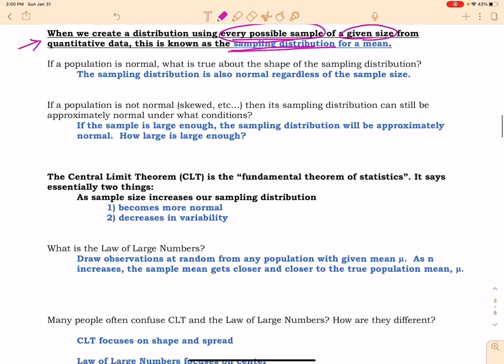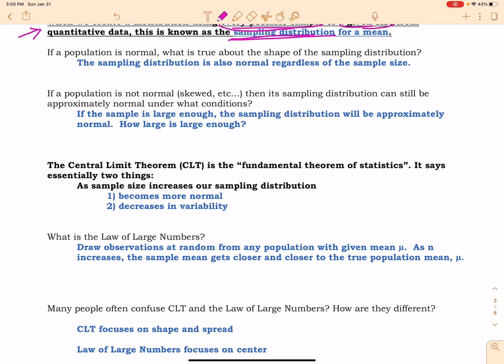So what do we know about a population that is normal? If we have a population that is normal, then regardless of the sample size you take, the sampling distribution is also going to be normal. No matter what size that sample is, if you are sampling from a population that is normal, you will get a distribution that is normal.